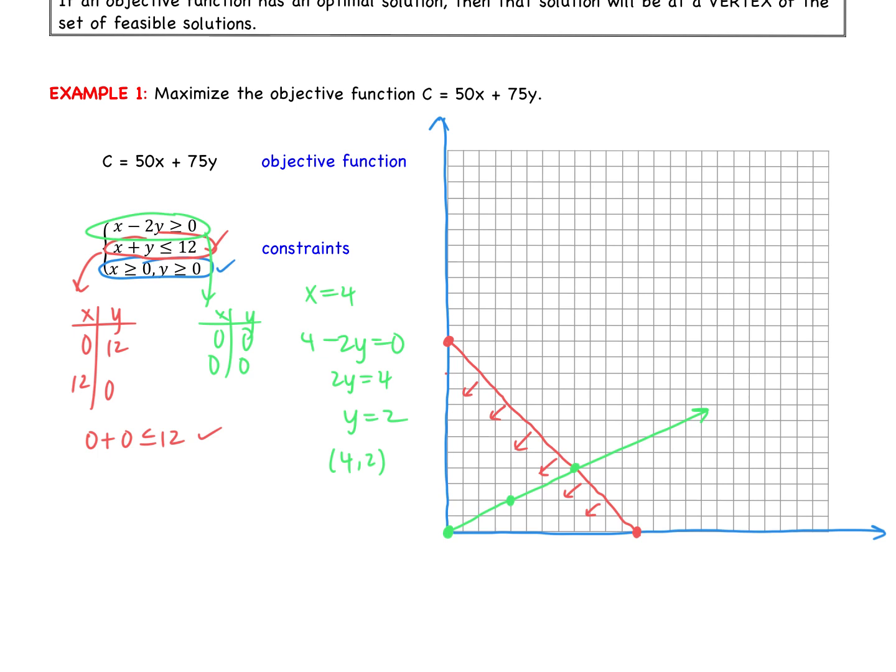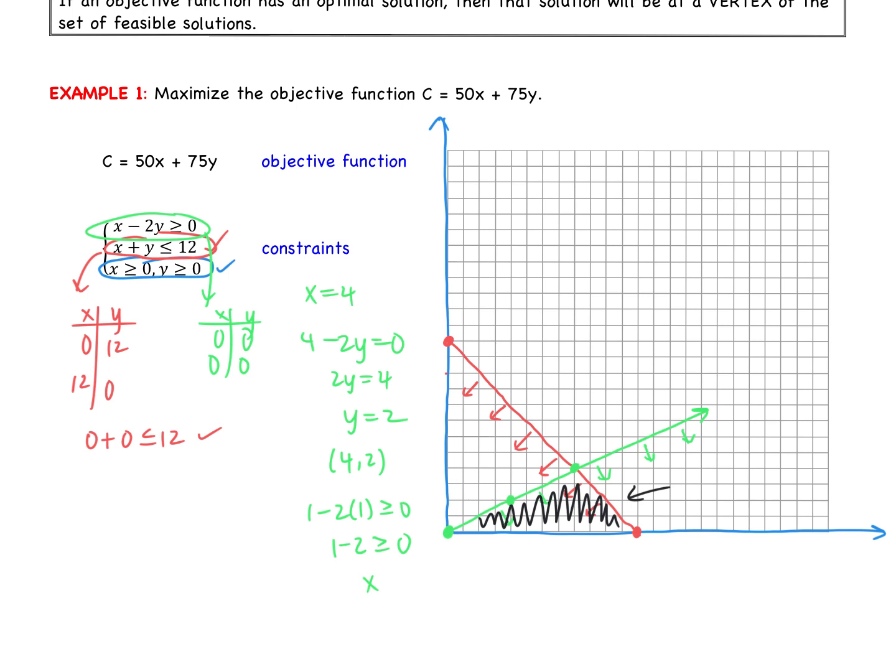Okay, so if we plug in 1, 1, we get 1 subtract 2 times 1 is greater than or equal to 0. So 1 subtract 2 is greater than or equal to 0, which is not true. So we do not want to shade where 1, 1 is. We shade on the other side of the line, which is this way. Okay, so then this is our region where everything intersects.